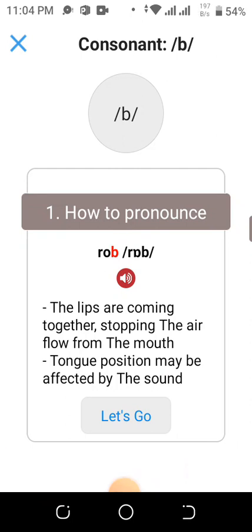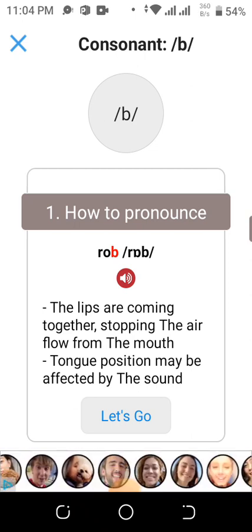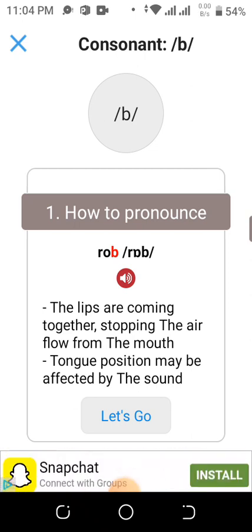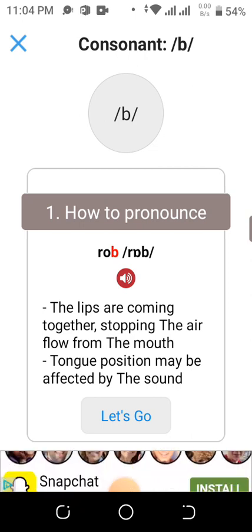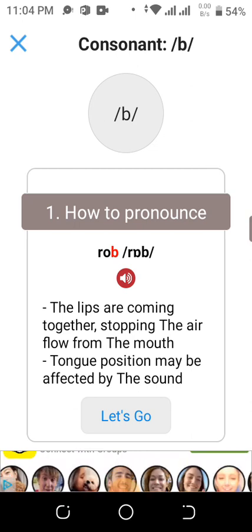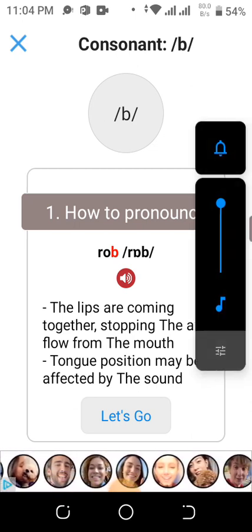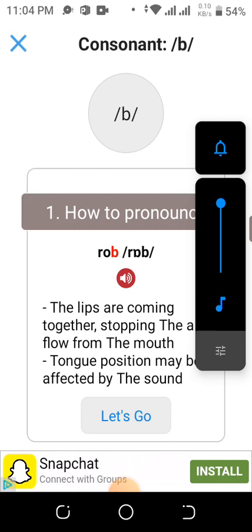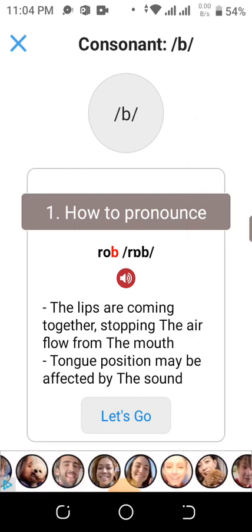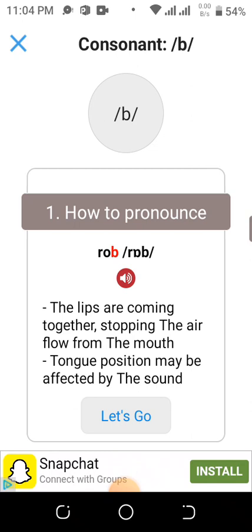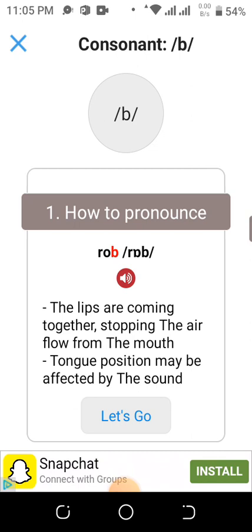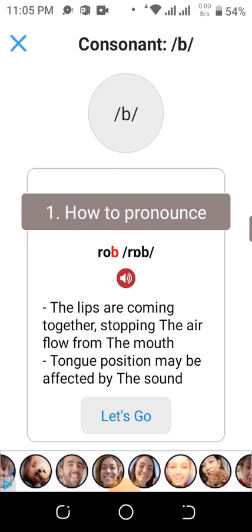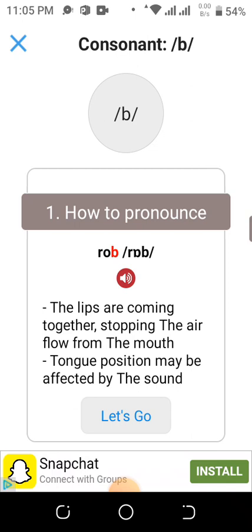Today we are going to see a new letter and a new sound, that is B sound, the letter B, and the sound that this letter produces is B. Listen very carefully how this sound is being pronounced. Rob, rob. First of all, focus on the B sound, and then we will try to pronounce and learn how this letter produces different kinds of sounds.